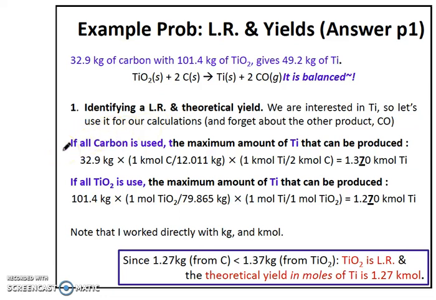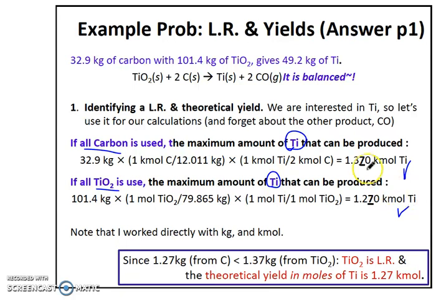Again, we're given two amounts, carbon and titanium dioxide, so we have to do two stoichiometry calculations. The first is thinking that all the carbon is used and calculating the amount of titanium that can be produced. And the second one is thinking that titanium dioxide is completely used and calculating the amount of titanium that can be produced. These calculations are done exactly the same way that we did in the previous video. It's a stoichiometry calculation. So we end up calculating the amount of titanium that is produced with each of those two components, carbon and titanium dioxide.